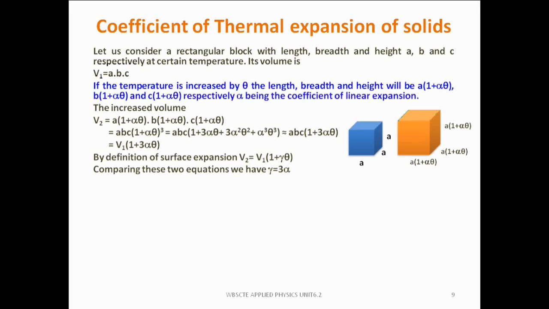expansion. The increased volume, that is V2, is equal to a into b into c into (1 plus alpha theta) whole cube. By simplifying, we have abc into (1 plus 3 alpha theta). So we have V2 equal to V1 into (1 plus 3 alpha theta). By definition of volume expansion, we have V2 equal to V1 into (1 plus gamma theta). Now comparing these two equations, we have gamma equal to 3 alpha.